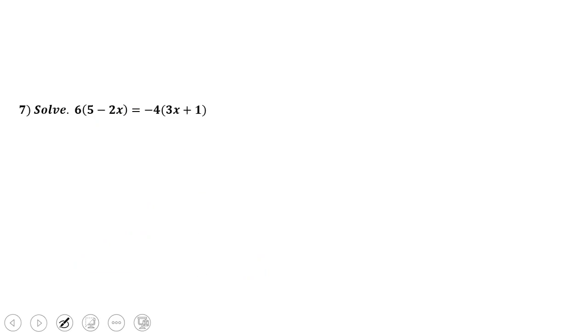Welcome to example 7, where we're going to solve 6 times the quantity of 5 minus 2x is equal to negative 4 times the quantity 3x plus 1. We have to simplify by eliminating the parentheses this time, so let's just get started. 6 times 5 is 30, and 6 times a negative 2x is a negative 12x. Negative 4 times 3x is a negative 12x, and negative 4 times 1 is negative 4.